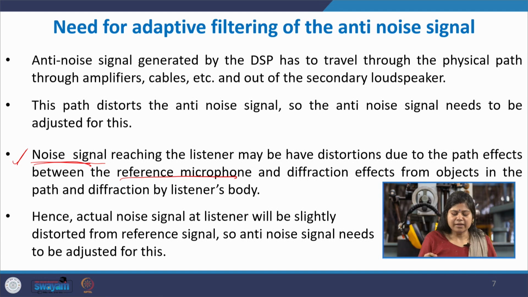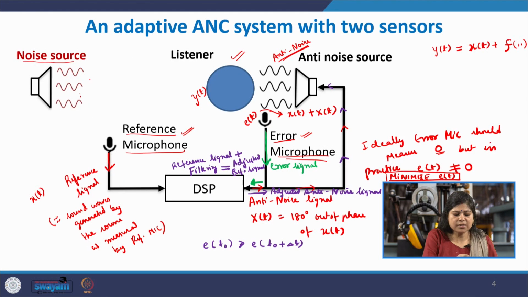The second is that once the anti-noise signal is generated, if you can see here, the signal from here till here will have certain distortions. So, y(t) would not be exactly the same as x(t). In the same way, let us say the anti-noise signal sent from the DSP is capital X(t). So, this is the capital X(t) from the DSP, and this is the actual capital X(t) which is emitted at the speaker.